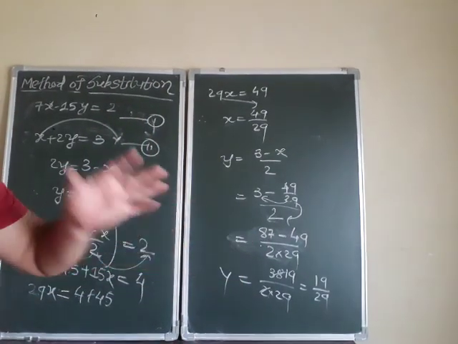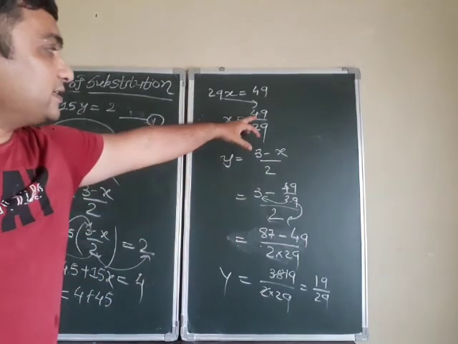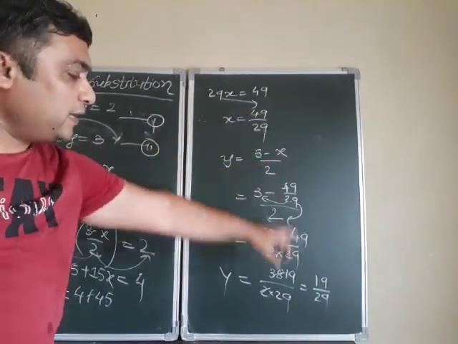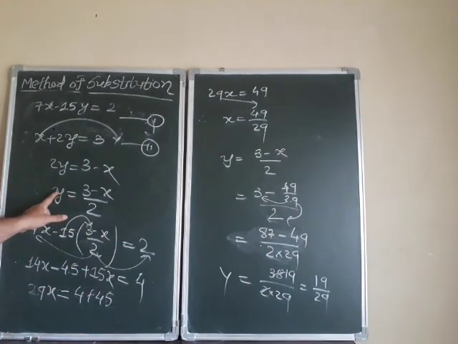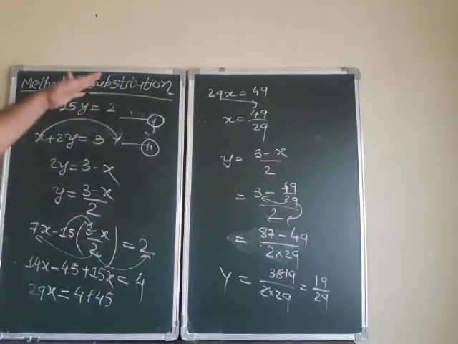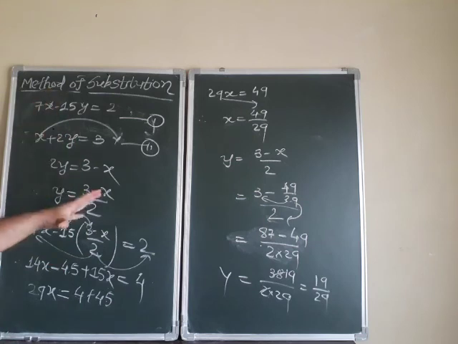So y is equal to 19 upon 29. So the solution is ready. x is 49 upon 29 and y is 19 upon 29. So here I have substituted y for x. At the same time you can also substitute x for y. So first you complete this. The same example we are calculating where we substitute x for y.